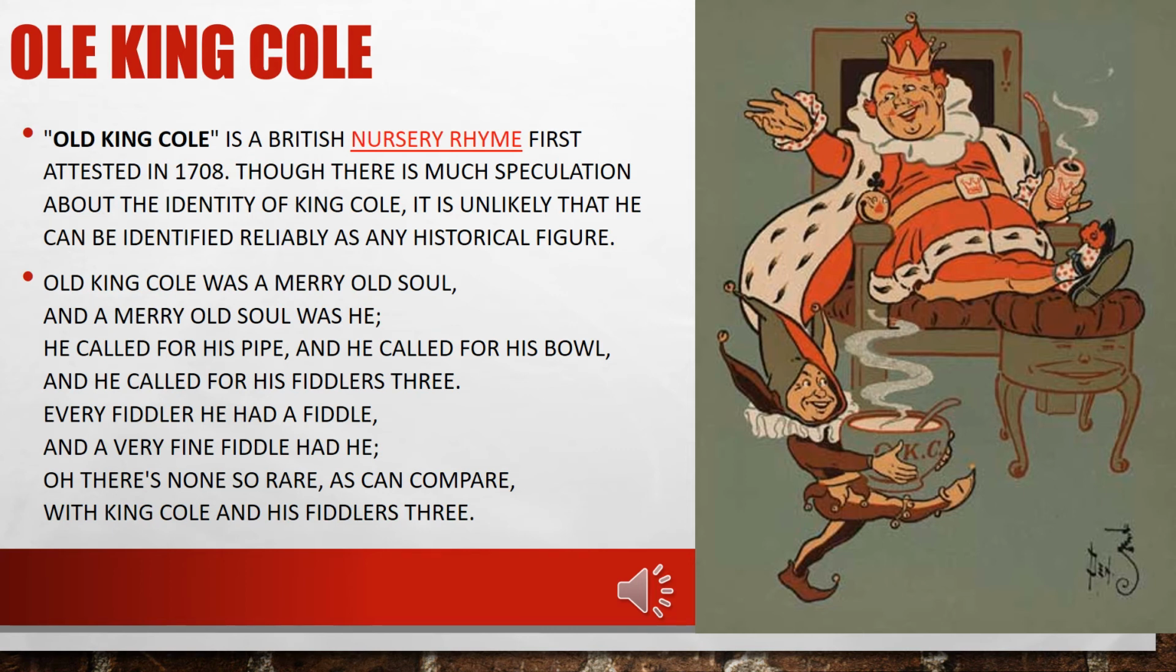Old King Cole was a merry old soul, and a merry old soul was he. He called for his pipe, and he called for his bowl, and he called for his fiddlers three. Every fiddler he had a fiddle, and every fine fiddle had he. Oh, there's none so rare as can compare with King Cole and his fiddlers three.